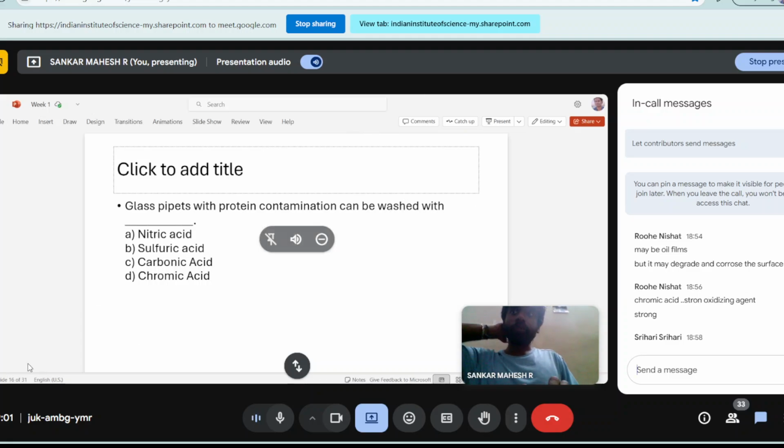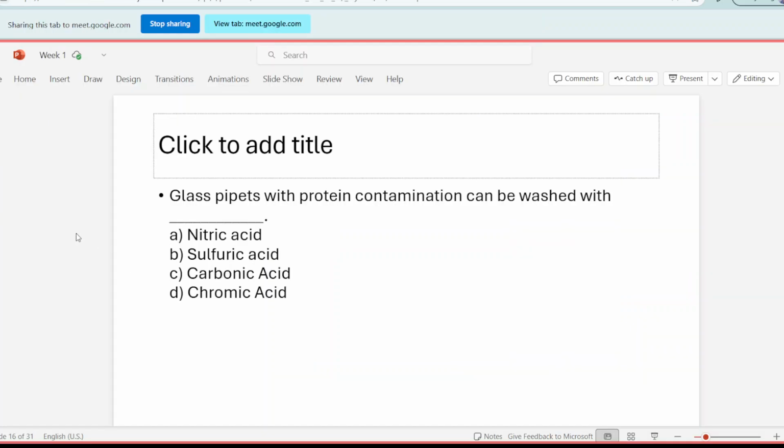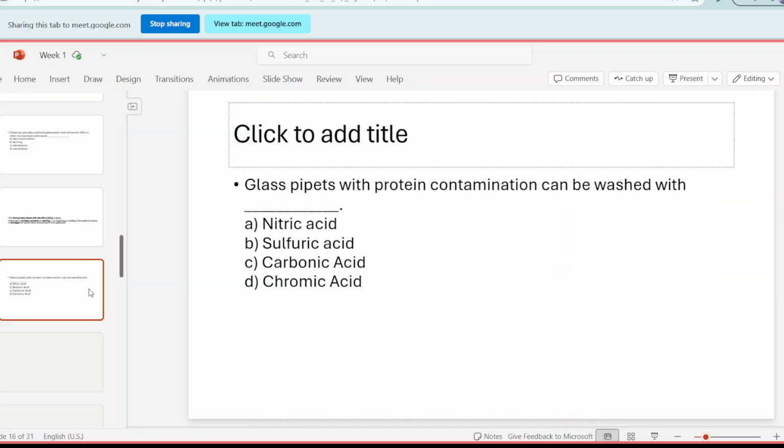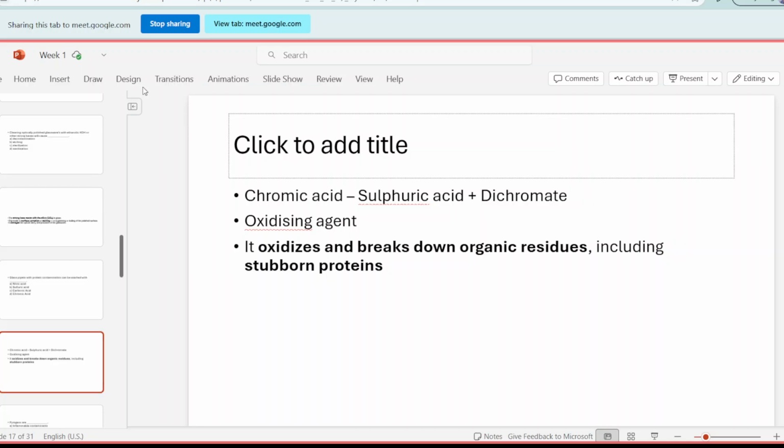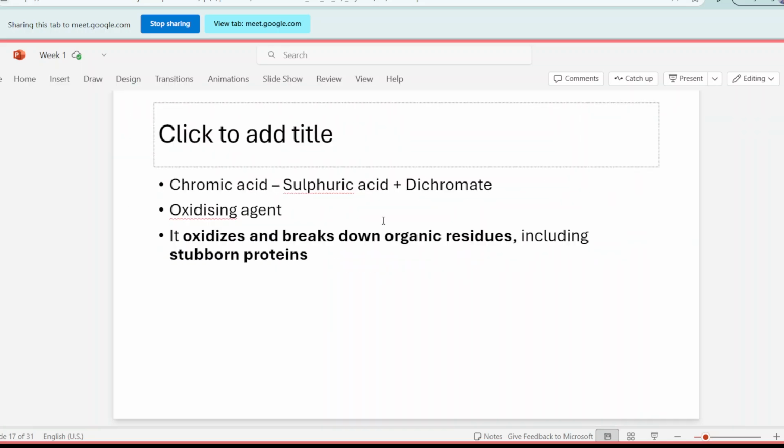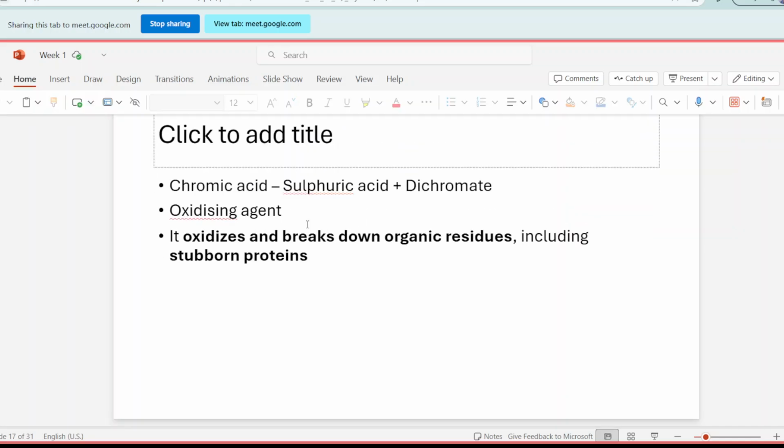Because here, when you add a dichromate salt with sulfuric acid, it becomes an oxidizing agent. And this oxidizing agent can oxidize these amino acids, thereby changing their chemical properties, which ensures that they no longer stick to the glass. That is why it's specifically used to remove stubborn proteins.